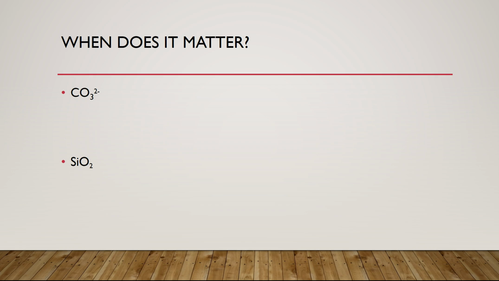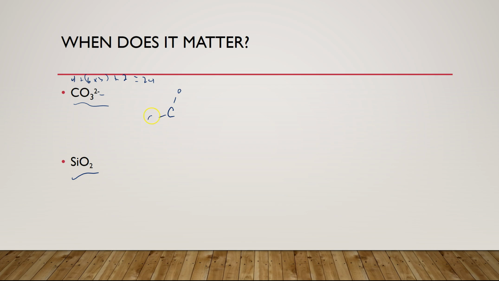So I'm going to do a couple quick Lewis structures for you here with our carbonate ion and then with silicon dioxide, right? So carbon has 4 valence electrons, oxygen has 6 times 3, and then plus 2 more for that minus 2 charge. So 18 plus 4 plus 2 equals 24 valence electrons. Carbon's going to be my central atom.